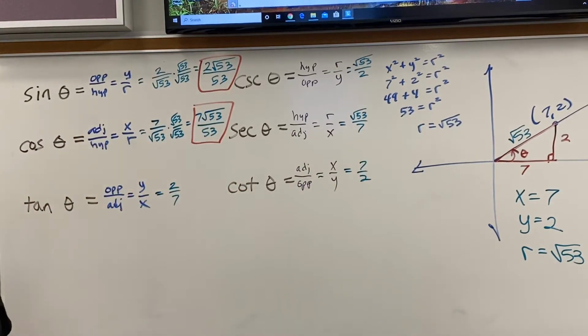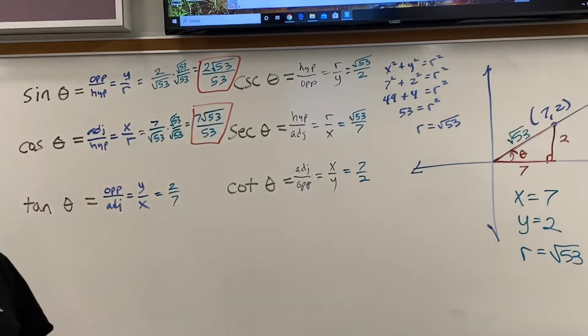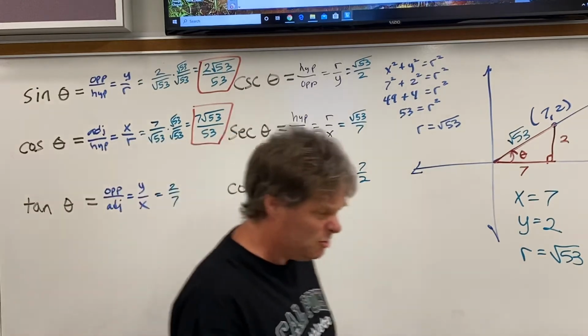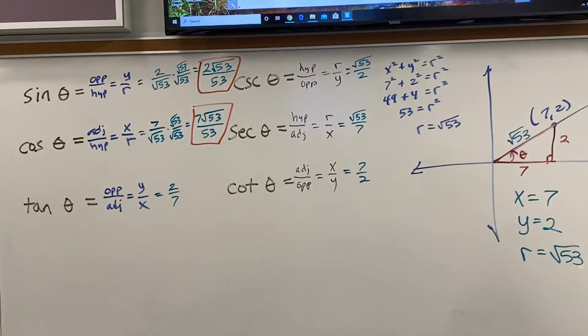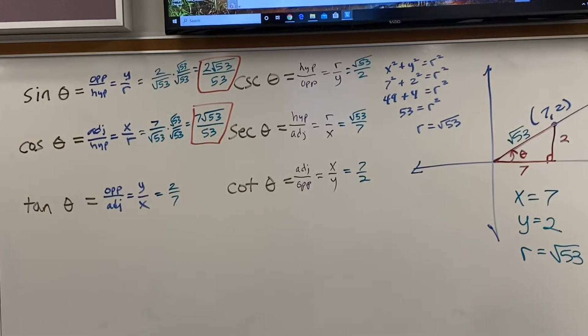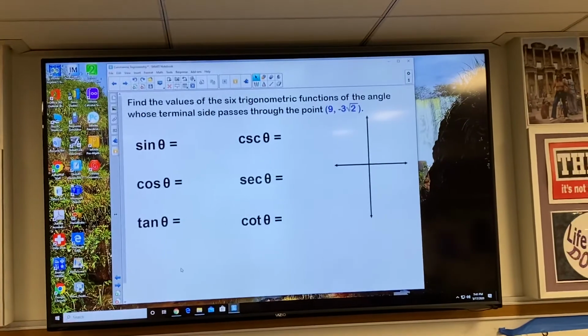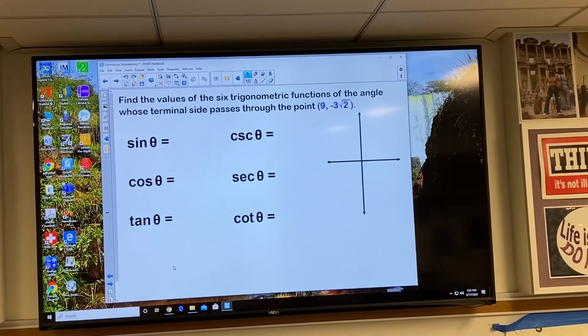So there you go. Sometimes they get kind of ugly, and sometimes you have to rationalize the denominator. Sorry, that's the way it is. Okay, not too bad though. Let's do another one. Getting a little tougher. Each time we're getting a little tougher.